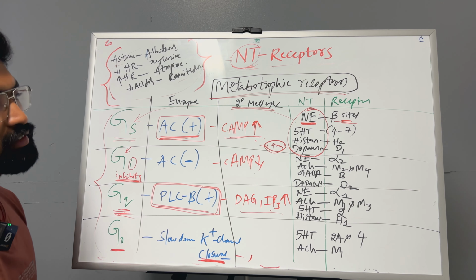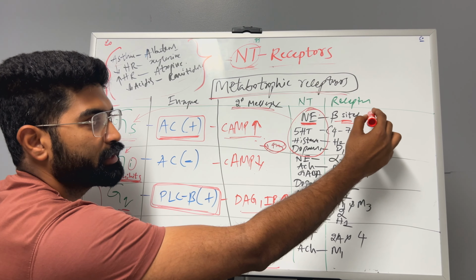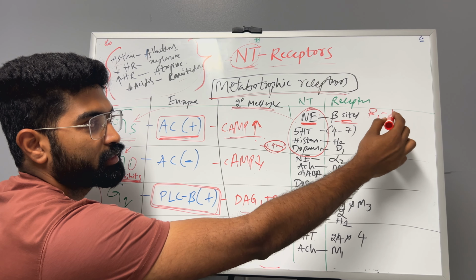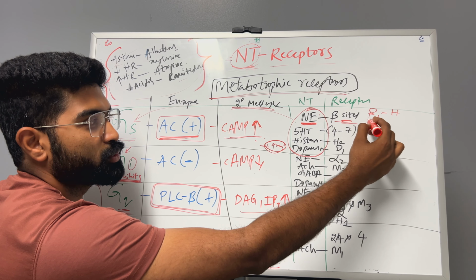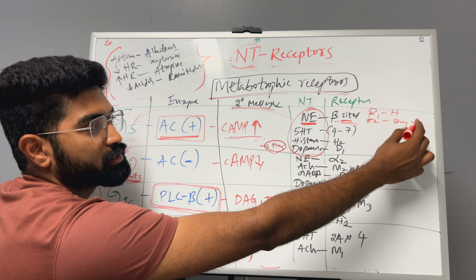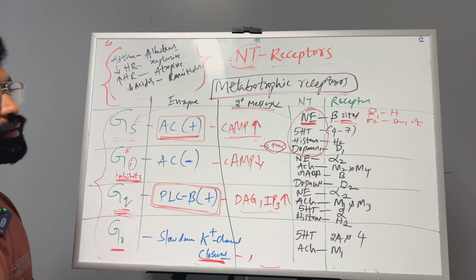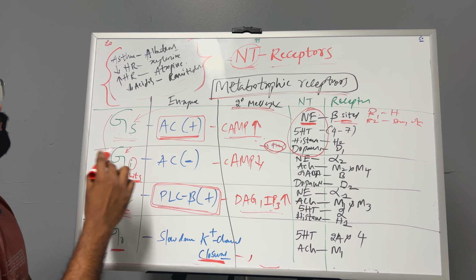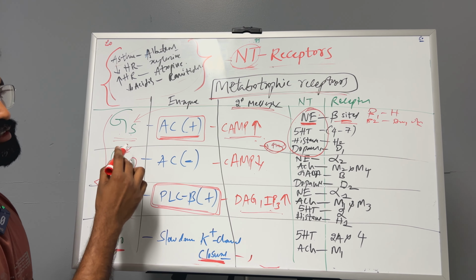If we see the beta sites in detail, the beta 1 receptors are located in the heart, and the beta 2 receptors are located in the bronchioles and the uterine muscles. Okay, this is about the GS receptors.